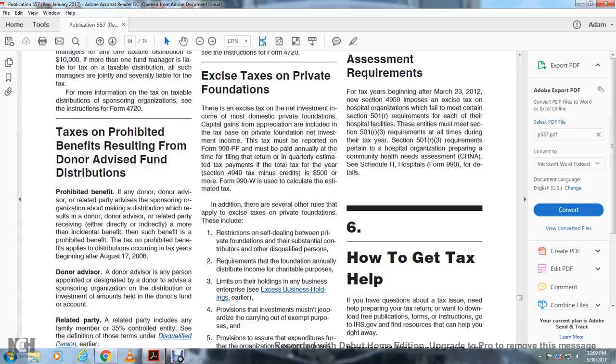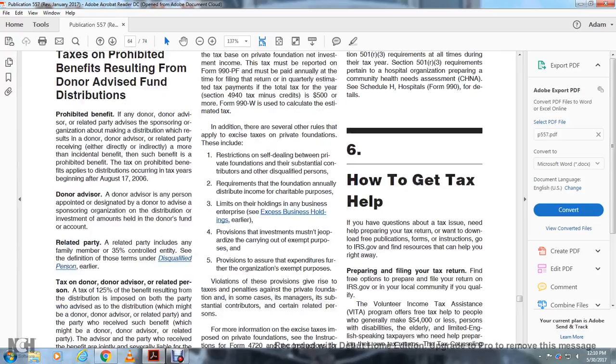Excise taxes on private foundations. The excise tax on net investment income of a domestic private foundation, including capital gain from appreciation, is based on the private foundation's net investment income. The tax must be reported on Form 990-PF and paid annually with the return, or quarterly as estimated tax, if the total tax for the year under section 4940 minus credits is $500 or more. Form 990-W is also used to calculate estimated tax.